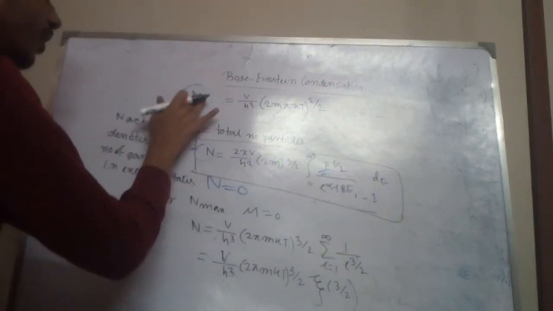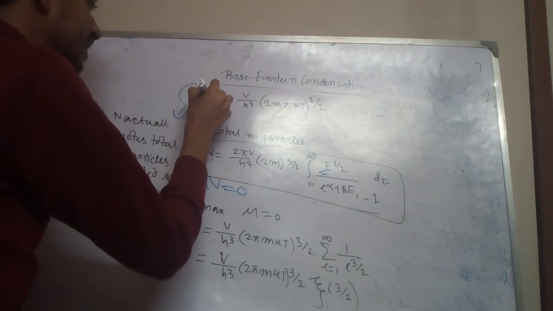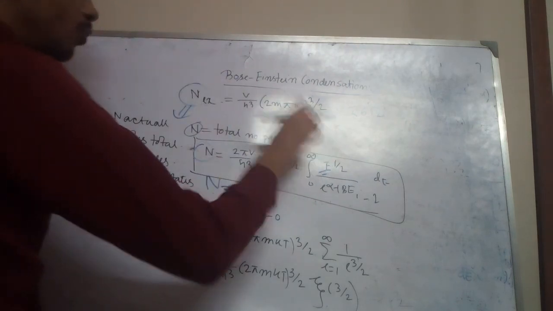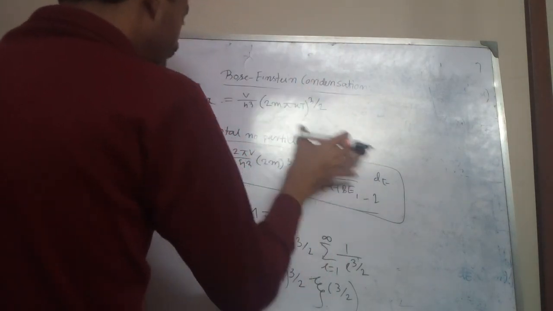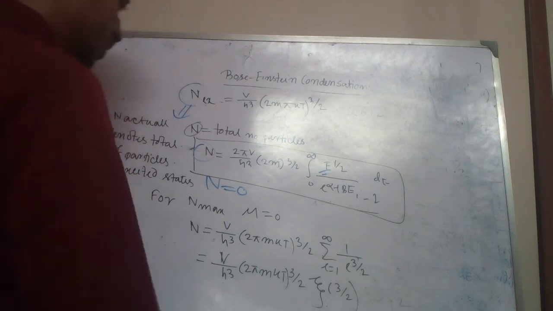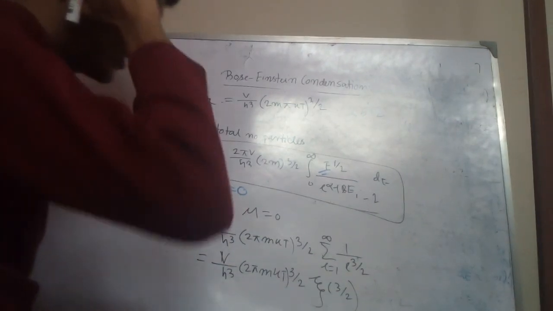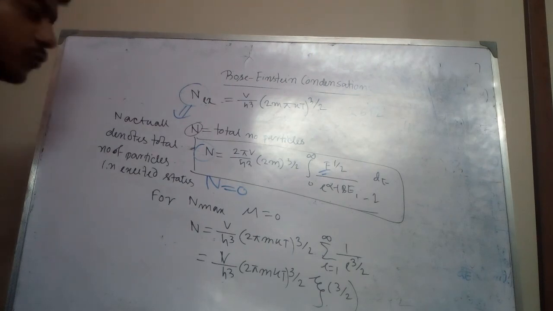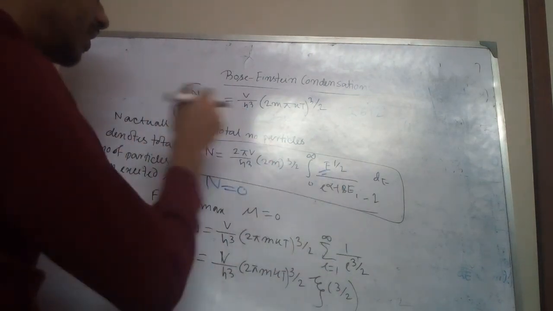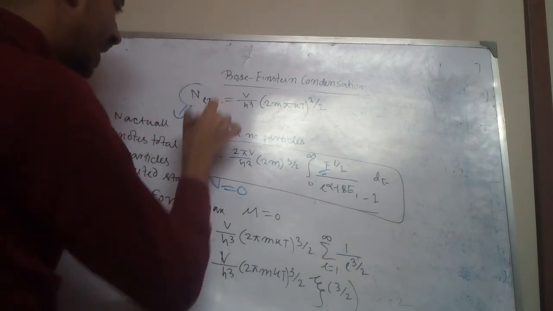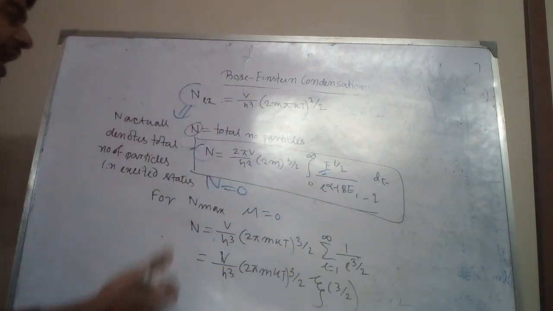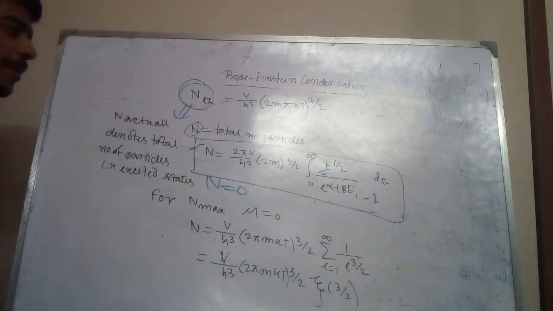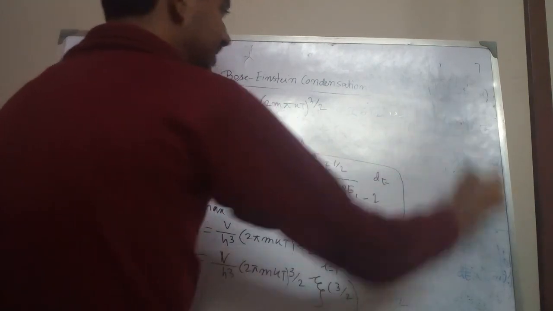So this is not the total number of particles, this is the number of particles in the excited state, because if we put the value E0 for the ground state, this integration is not possible, so N0. But there is a certain possibility that particles may exist in the ground state. So we do not calculate the total number of particles, we calculate the number of particles in the excited state. So the number of particles in the excited state is this value.